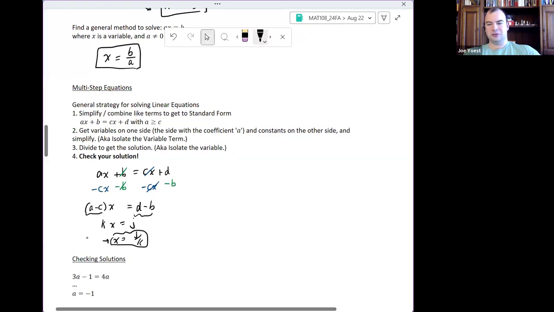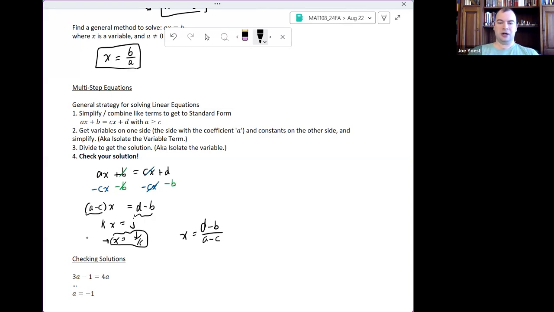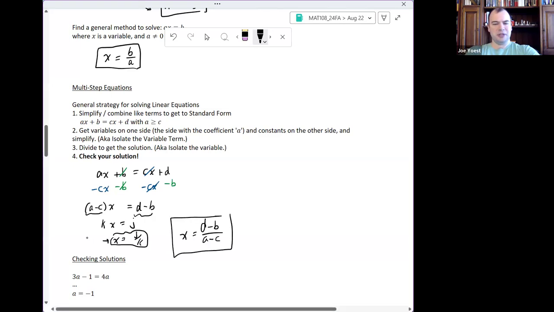So we could develop a formula. We could say that X equals, what would it be? D minus B over A minus C. That's going to be hard to remember though, right? I have two negative signs, so if I get either the numerator or the denominator backwards, I get the wrong answer. I need to remember where the A, B, C, and D go. So I probably don't want to remember this formula, but I could come up with it if I needed to.